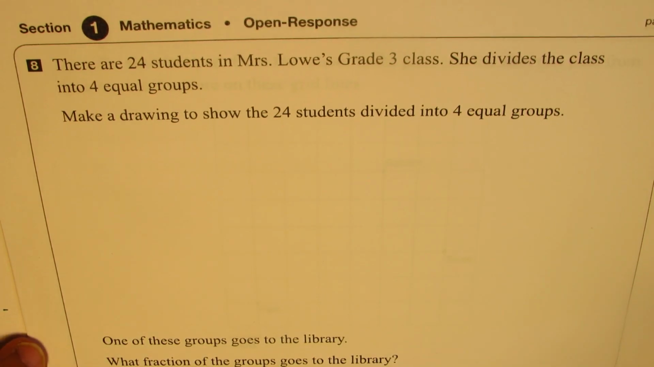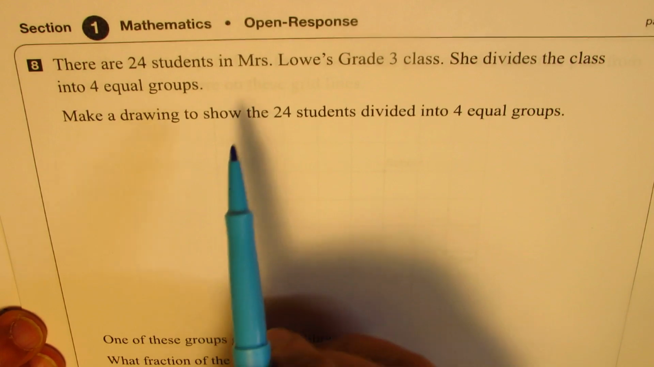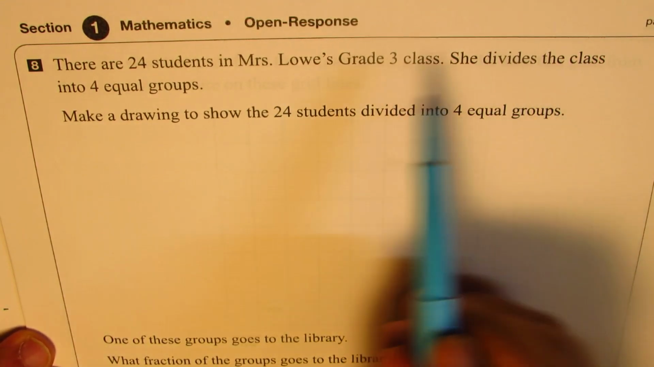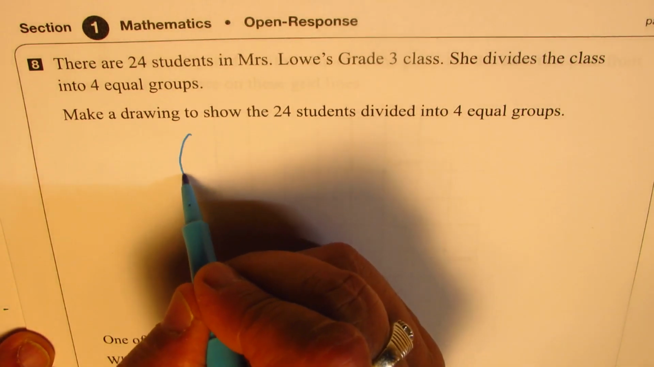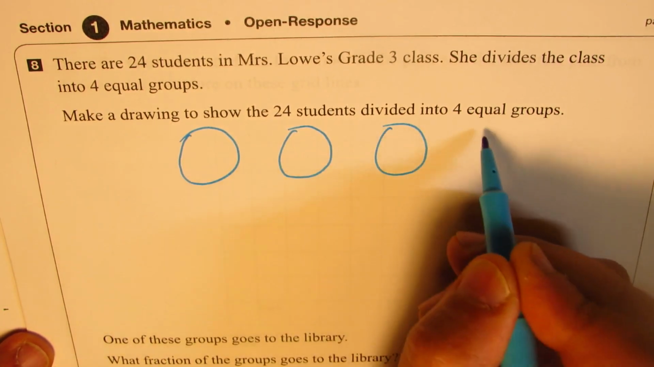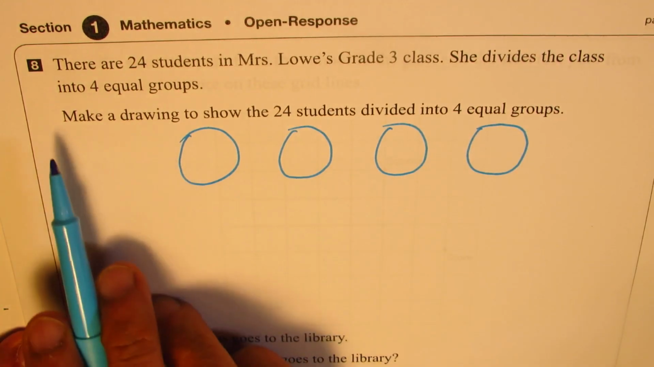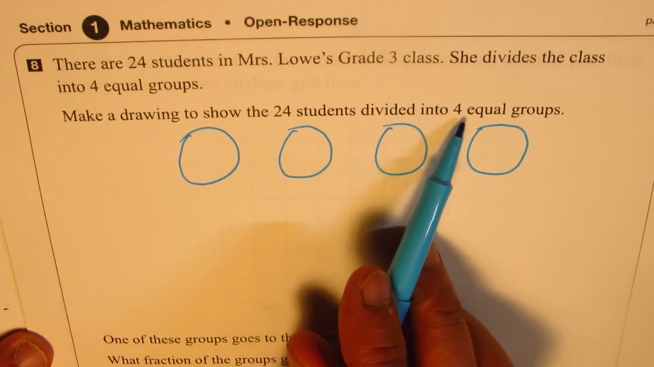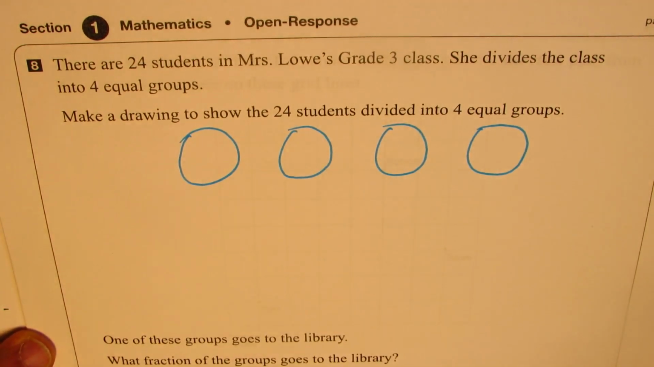Question number 8. There are 24 students in Mrs. Lois' grade 3 class. She divides the class into 4 equal groups. So let's make 4 equal groups. 1, 2, 3, 4. Make a drawing to show the 24 students divided into 4 equal groups, right?